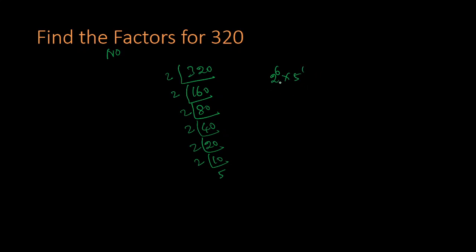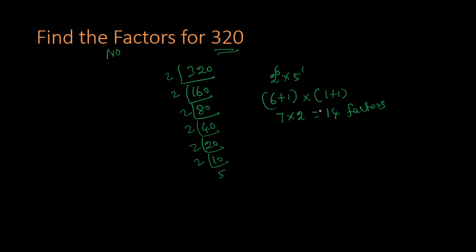Okay, so what is the number of factors? Now take the power of 2 here. Power of 2 is 6. So 6 plus 1, there are 7. And what is the power of 5? 5 to the power of 1. So 1 plus 1 is equal to 2. So altogether 7 into 2 is equal to 14 factors. There are 14 factors for the number 320.